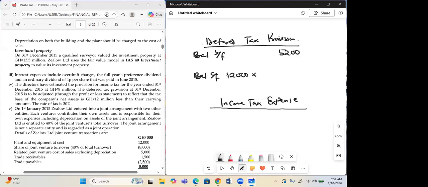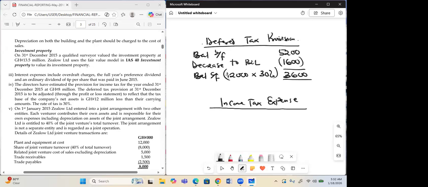Then you multiply by the tax rate. What tax rate did they give you? Please, 30%. So 12,000 times 30% will give you 3,600. So now when you compare, is that an increase or decrease? It's a decrease, please. Right? Yes, please. So that decrease, you charge it to P&L. How much is the decrease? 1,600.